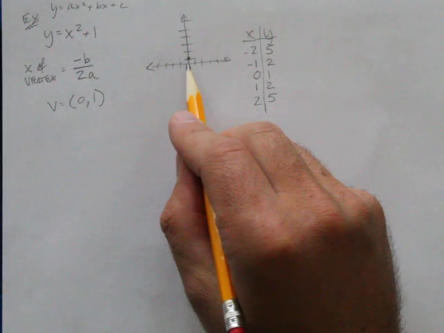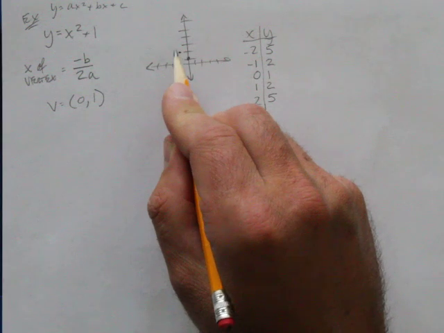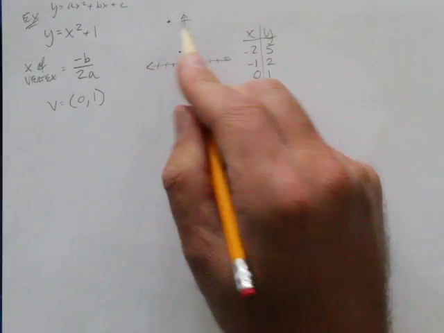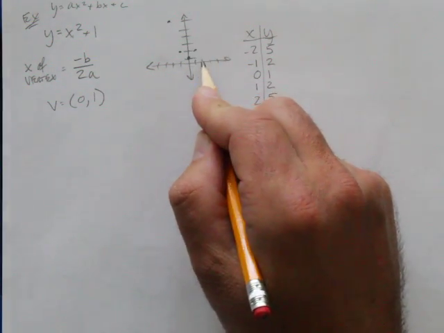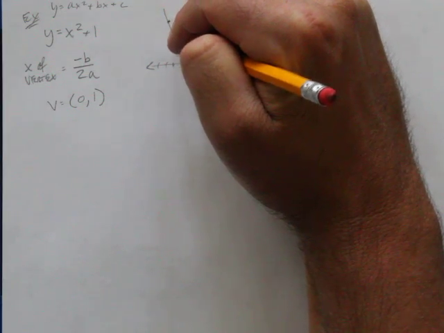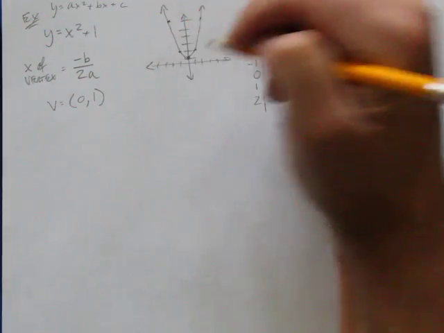All right, so let's plot these points. Negative 1, 2. Negative 2, 5. 1, 2, 3, 4, 5, way up here. Positive 1, 2, positive 2, 5. And here I have my parabola, nicely graphed. There it is.